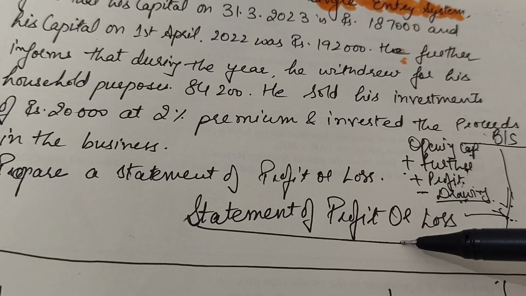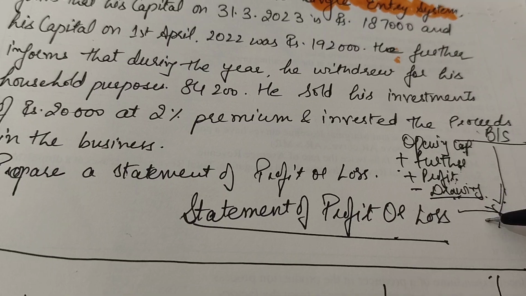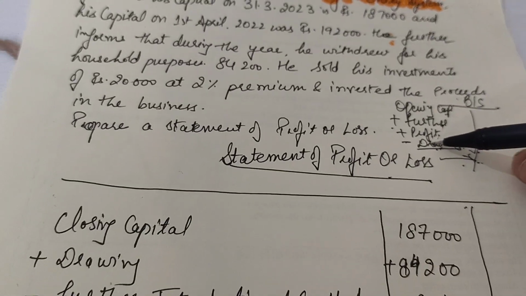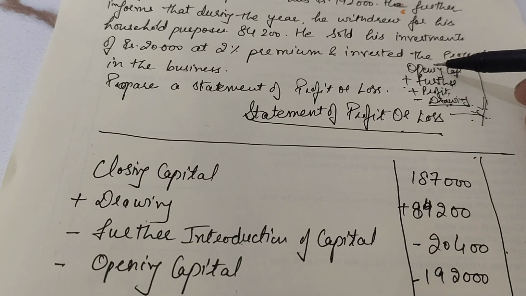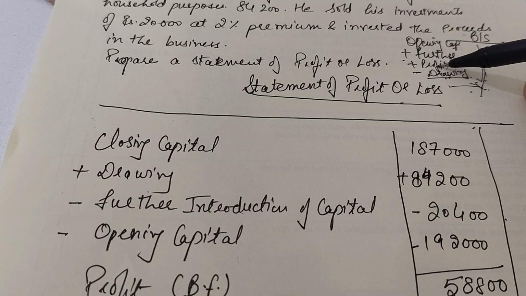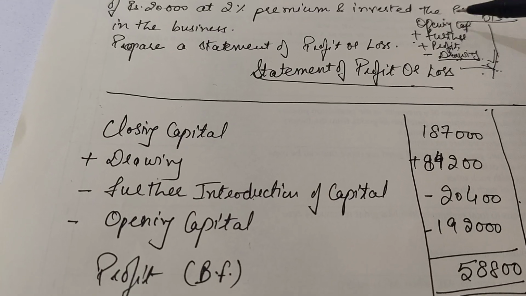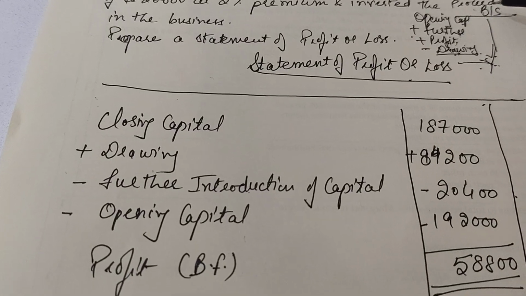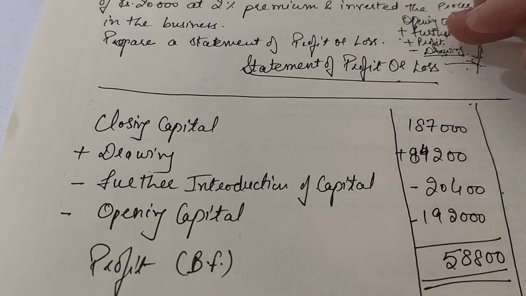Now for the statement of profit or loss, we just reverse that formula. From the closing capital, we add drawings, we deduct further introduction, we deduct opening capital, and the balance here is the profit. So there is no need to cram the formula. Just remember what you used to do earlier for your final accounts, and the reciprocal of the same will become your formula here.